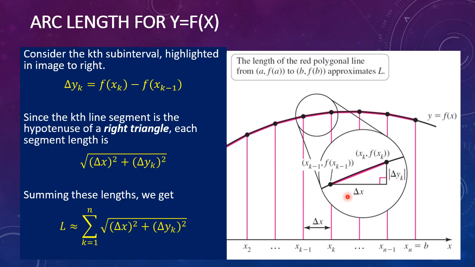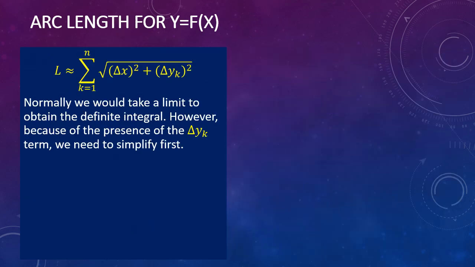If we sum all these lengths, we get the overall length of the arc is equal to the summation of all of those lengths. Now normally, once we get to this point, we simply apply the limit as n goes to infinity, and then we can integrate. But unfortunately, we have another term in here. Instead of everything being defined in terms of x, we have a delta y sub k here. So we need to simplify this equation first.